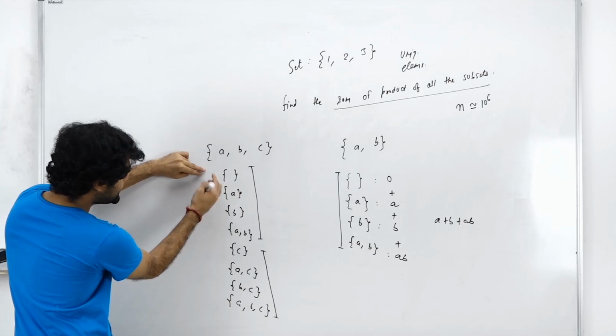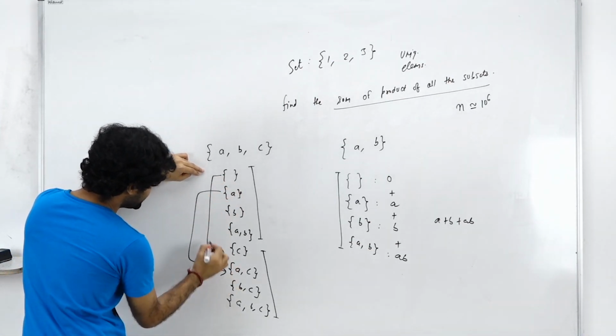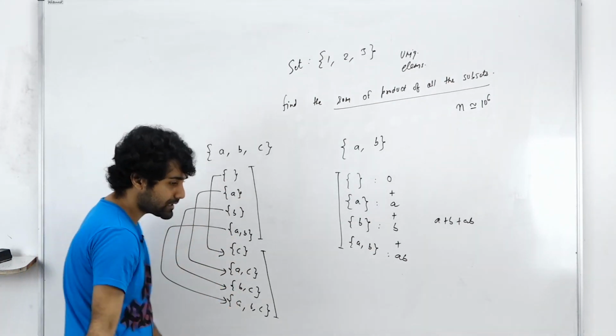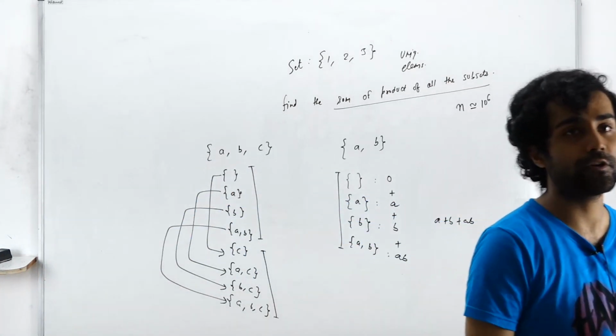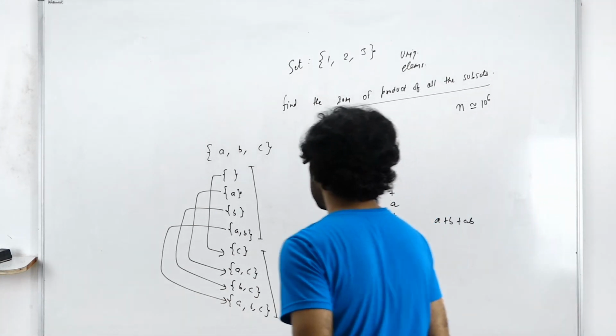If I append C over here, I'll get this. If I append C over here, I'll get this. If I append C over here, I'll get this. And for this, I'll get this. How many of you are able to make sense out of it? Just type in yes. Right? So this is the most important observation over here. What is the most important observation?